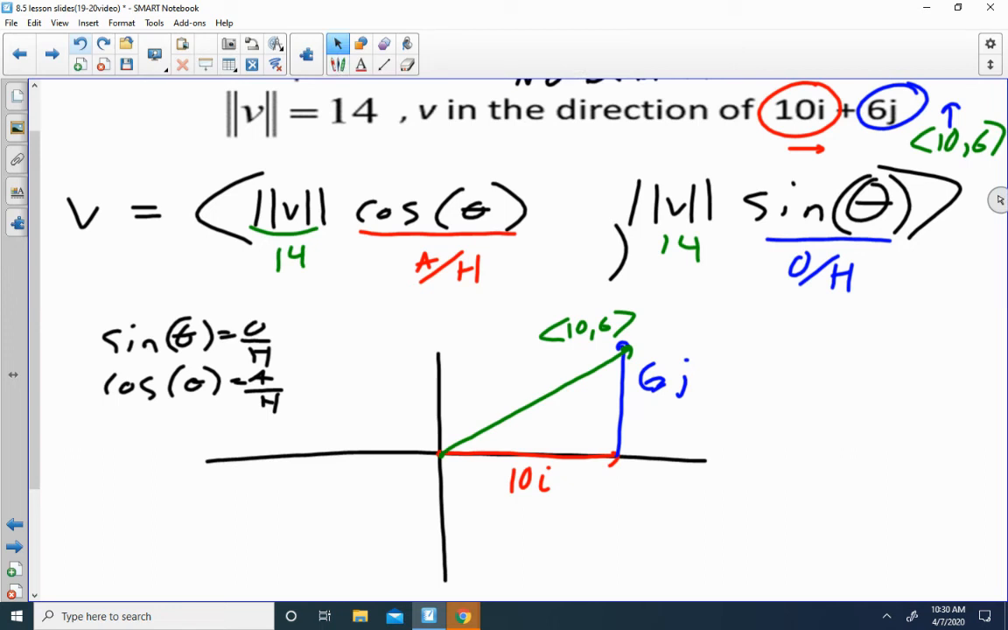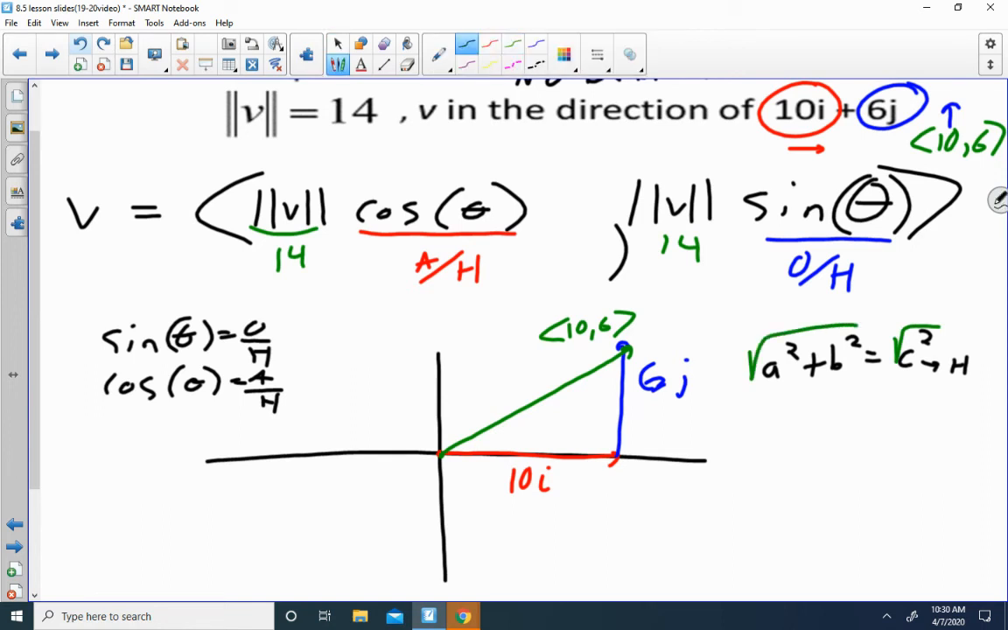But you guys know how to find the third side of a triangle. You just have to use a squared plus b squared equals c squared, where c squared is the hypotenuse. And of course, to find c, you're going to take the square root of both sides. So then to find c, you're going to take the square root of a squared plus b squared. I don't know about you guys, but doesn't that look like the formula to find the magnitude?